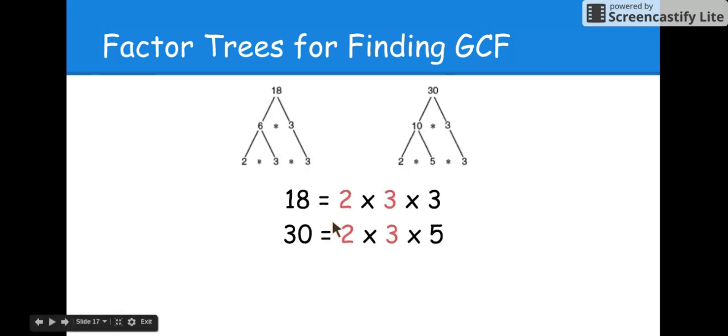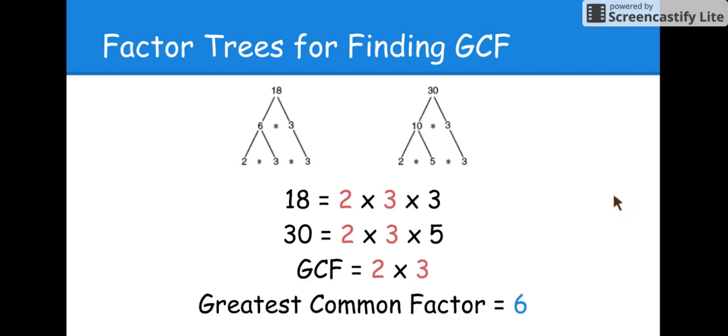So here are their prime factorizations. 2 and 3 are in common. We identified their prime factors. Now we need to multiply them. 2 times 3 is 6. So that means the greatest common factor of 18 and 30 is 6.